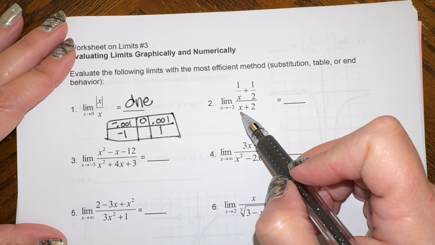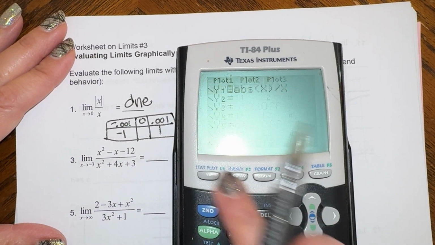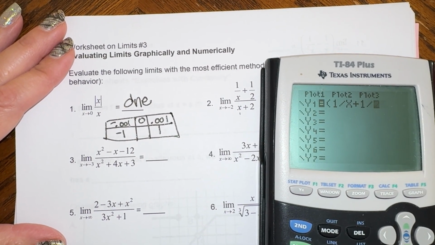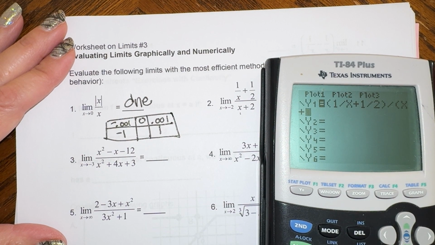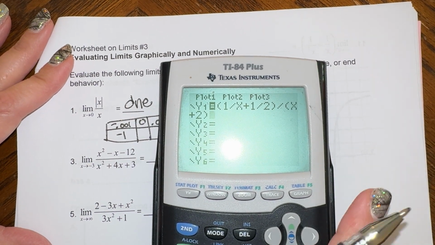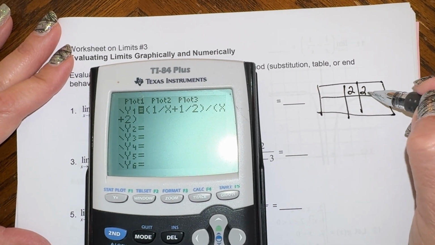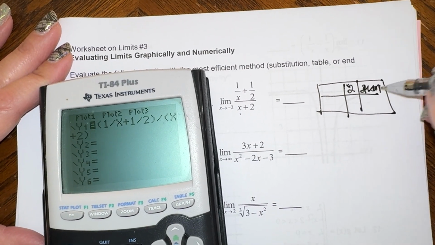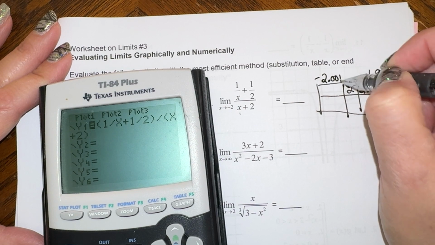For number 2, if I input -2 to the denominator, again, I get an undefined expression. So we're going to type this into Y1. All right, can you see that? There we go. And this time we want our table really close to -2. So on the right of -2 is -0.199. And on the left of -2 is -0.2001.